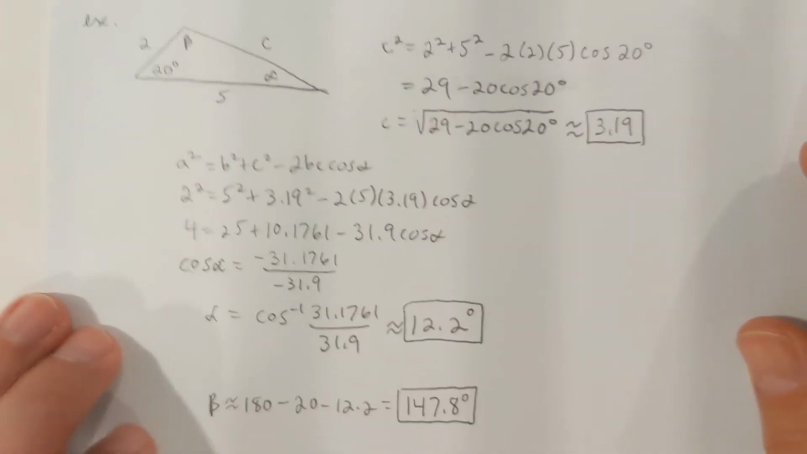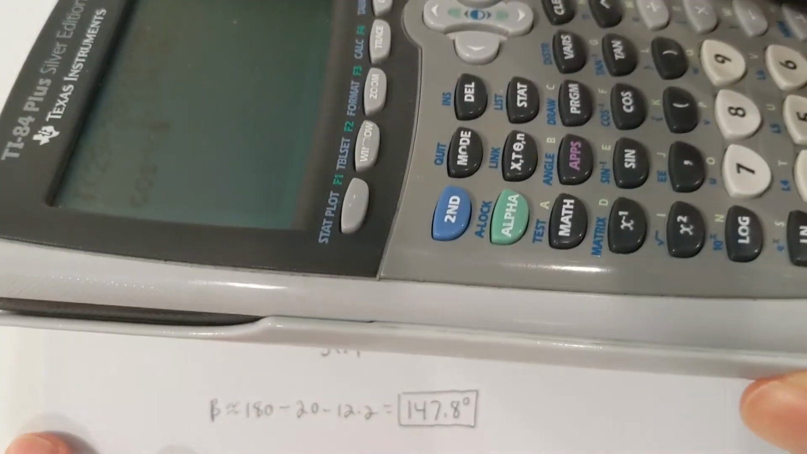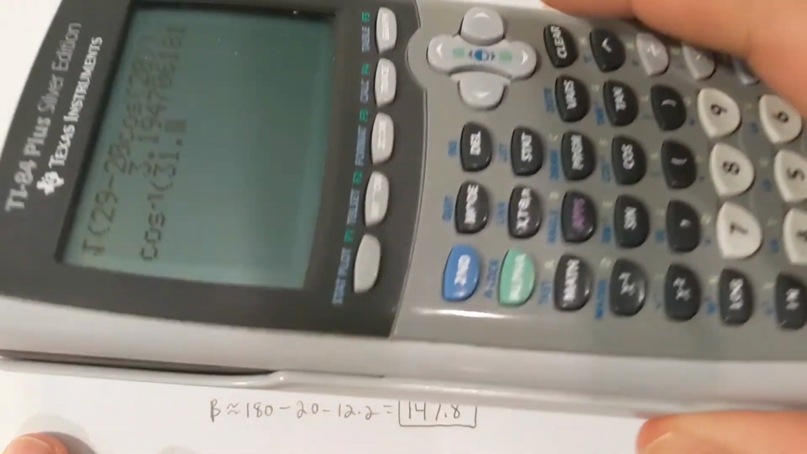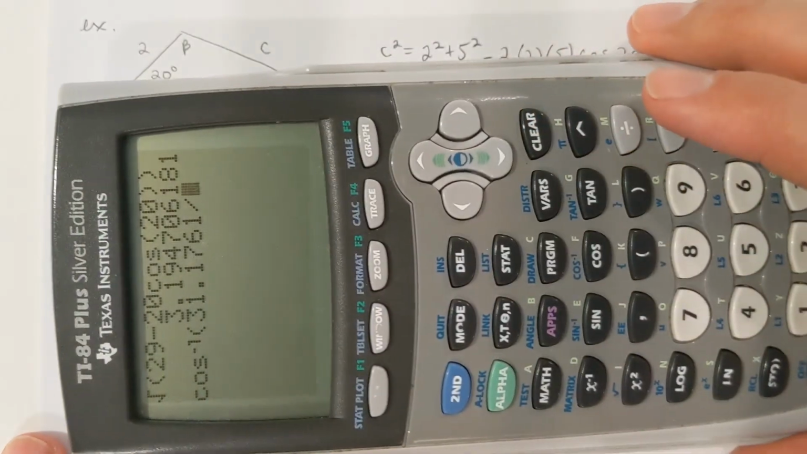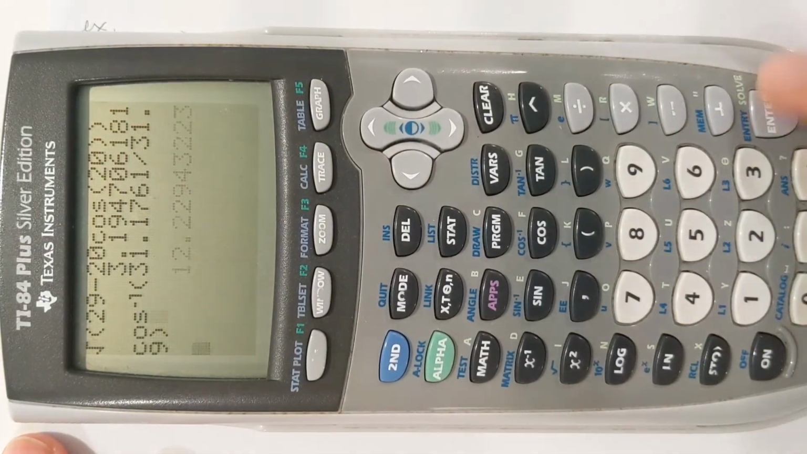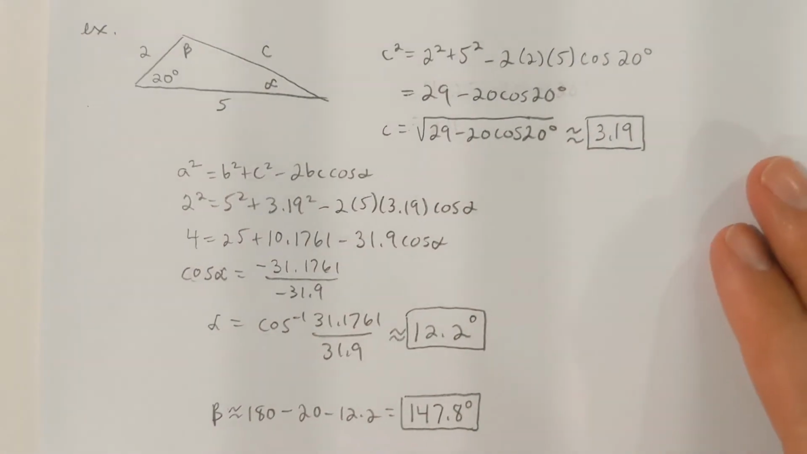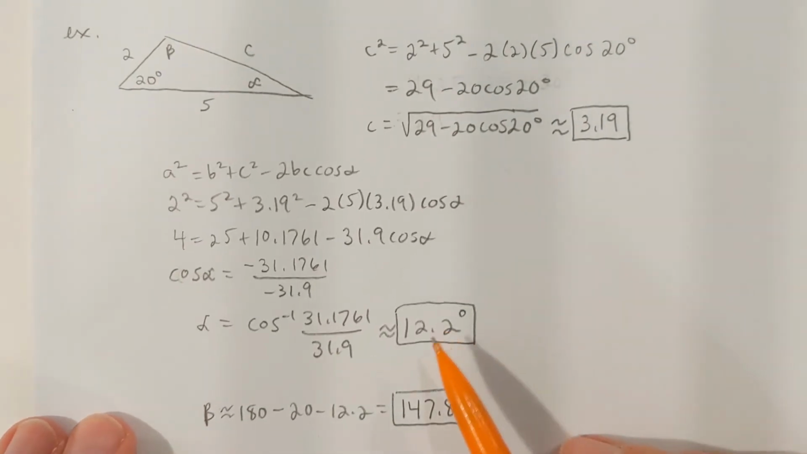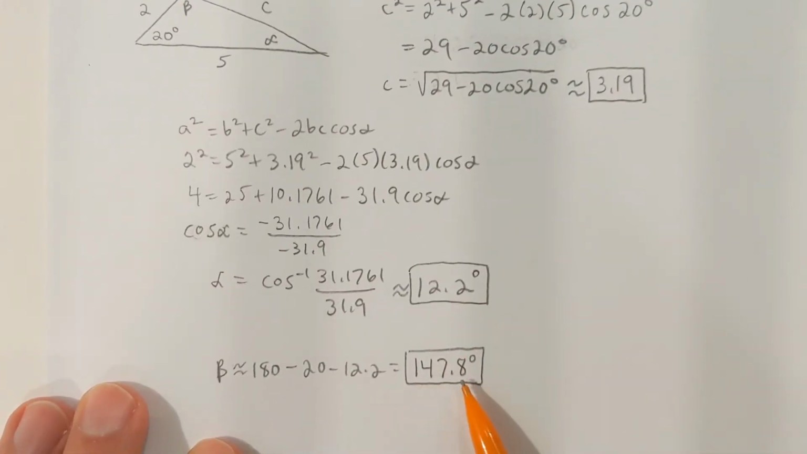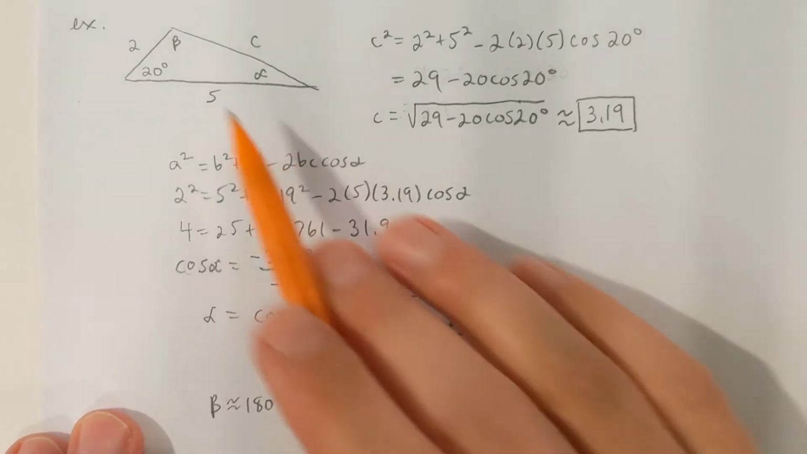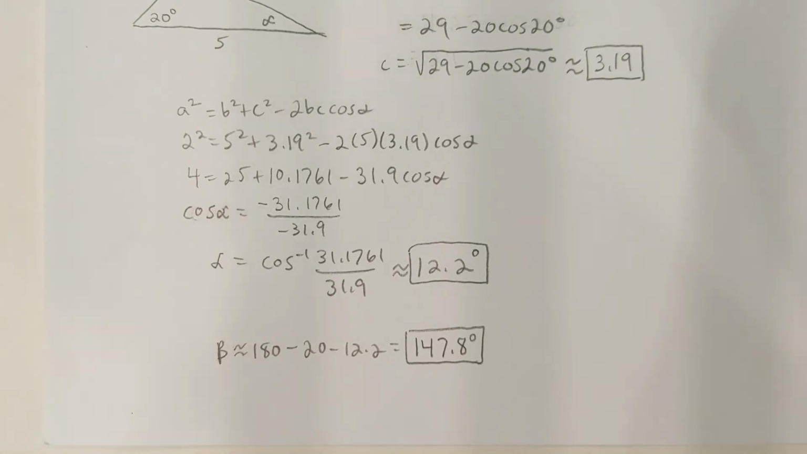So if we do that, grab my calculator here, cosine inverse of 31.1761 divided by 31.9 is 12.2 roughly if you go nearest 1 digit. Okay, and so I've got one angle is 20 degrees, another angle is 12.2 degrees. The third angle would be 147.8 degrees, since if you add all 3 of these angles together, you get 180 degrees. All right, so at that point, we would then have solved the triangle.